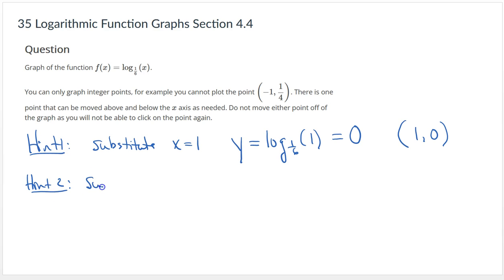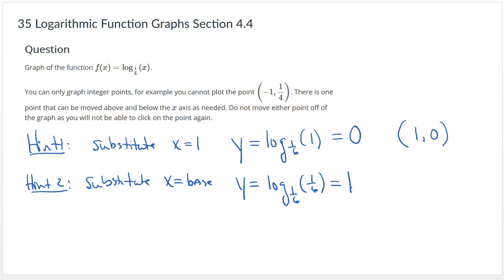Hint number 2 is substitute the base. All right, so in this particular problem, that would be y equals log base 1/6 of 1/6, okay? Now, anytime you take the logarithm of the base, the answer to that is 1.